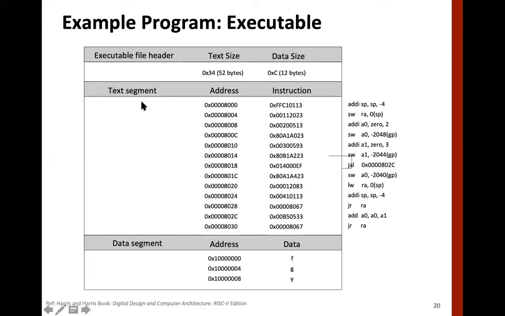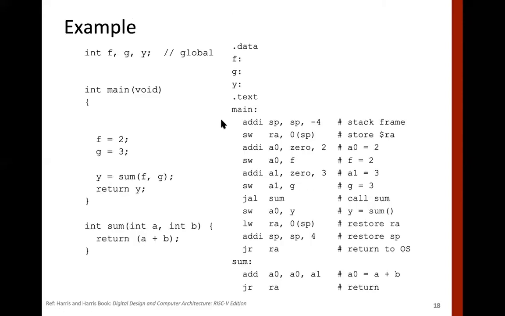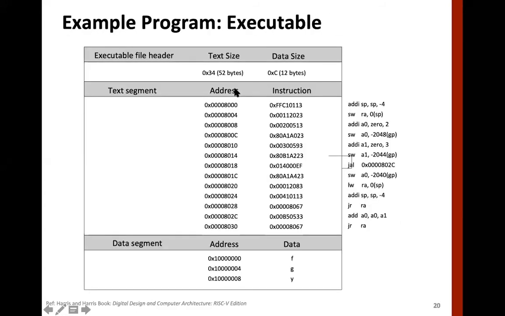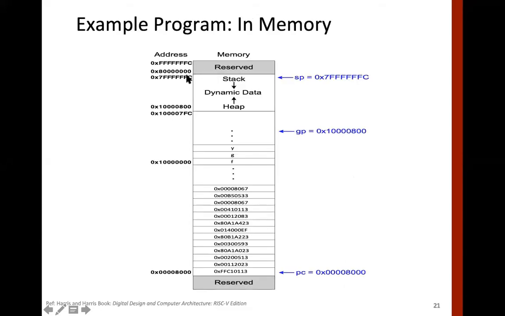So this is a text segment. Okay, this is a data segment. This is data segment when we say it's a static data in our case. So static data will contain F, G, and Y. Okay, so we have F, G, and Y here. And then text segment will have this whole program in machine language, and then file headers are here.